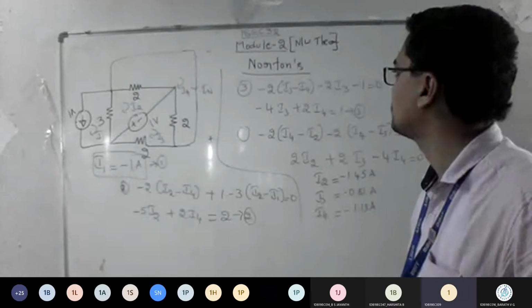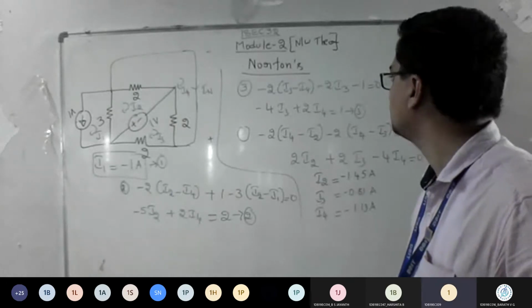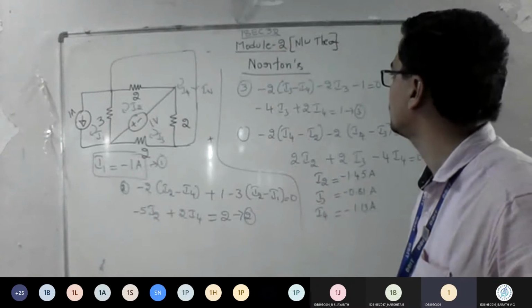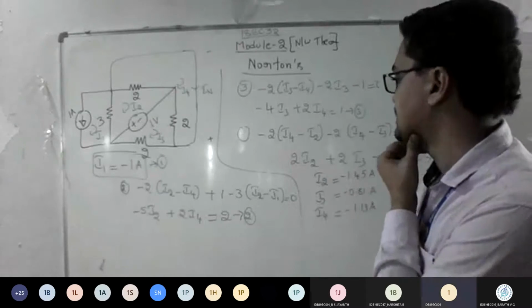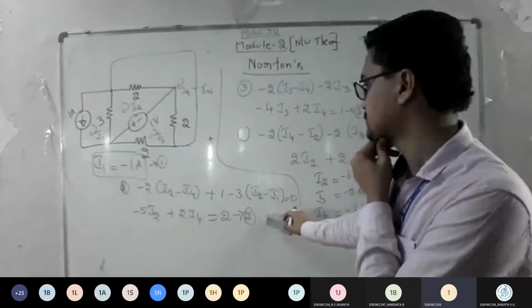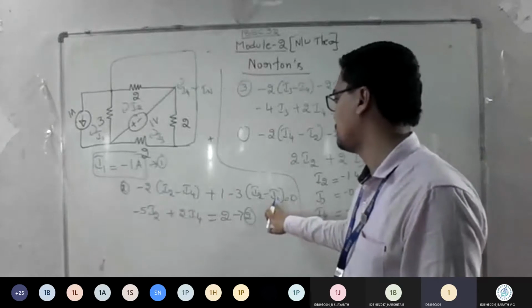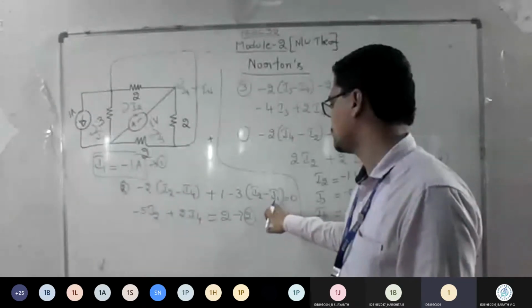We should substitute I1 as -1, no? Yes, sir, -1. In this equation, -3 into I2 minus I1. So I1 is -1, right? Yes, sir. So +3 comes, and that we have left out.